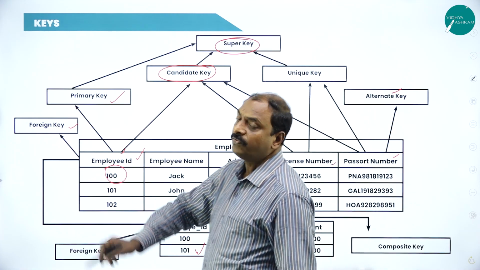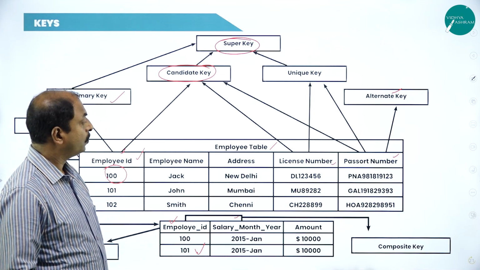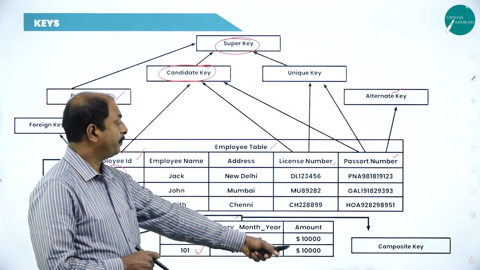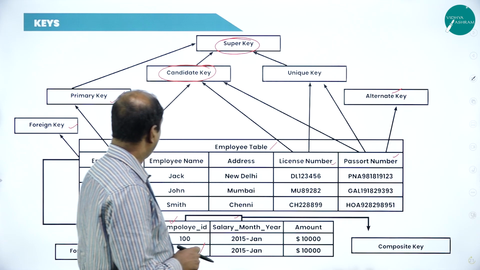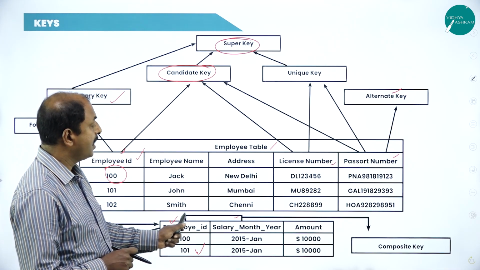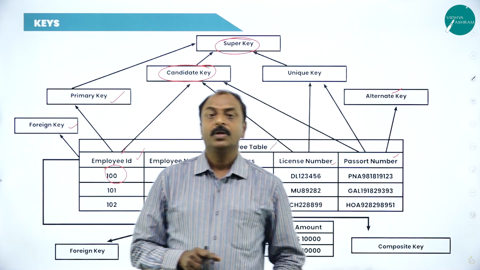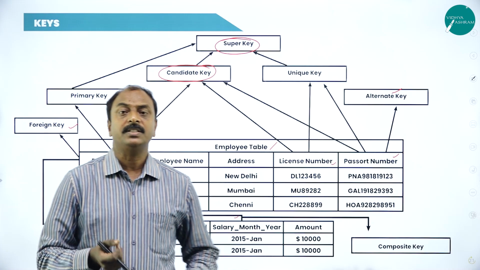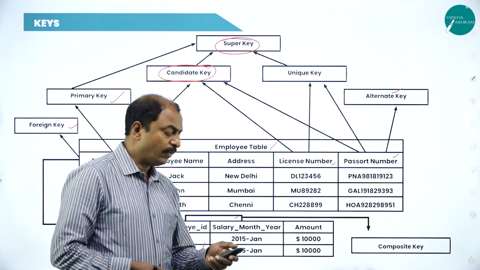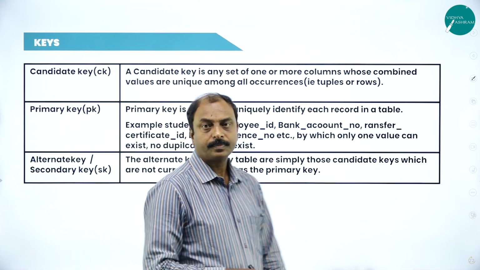So these are all different keys we are using in a database. Look at one more example, the composite key. What is a composite key? In this one, this employee ID is a foreign key and this together forms a composite key. So these are all different types of keys used in a database. Now let me see the definition of these one by one.